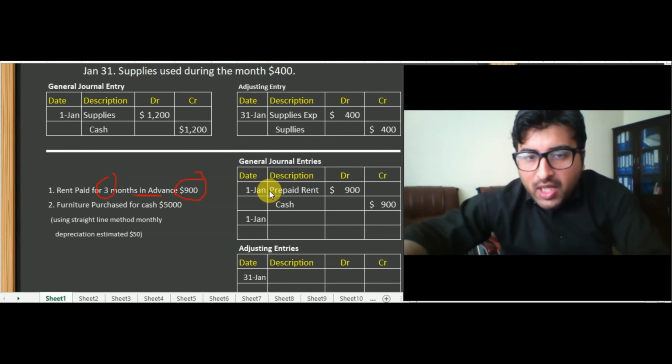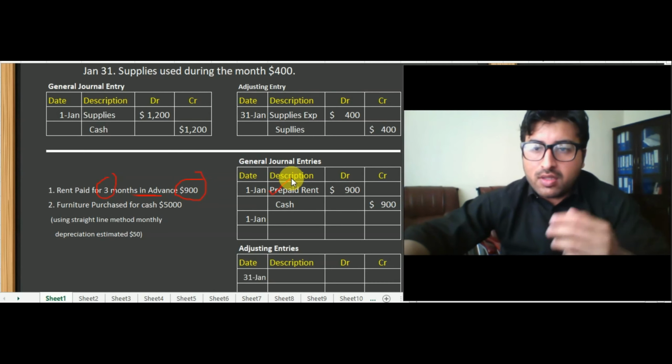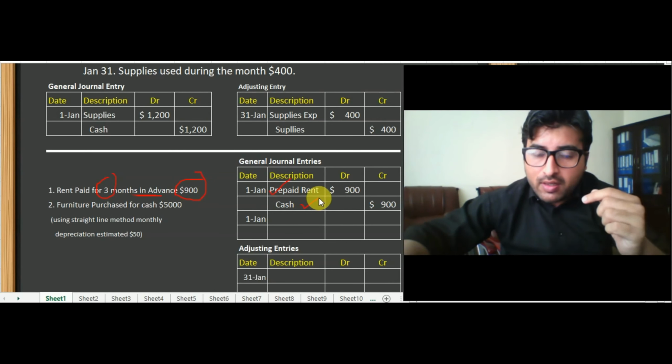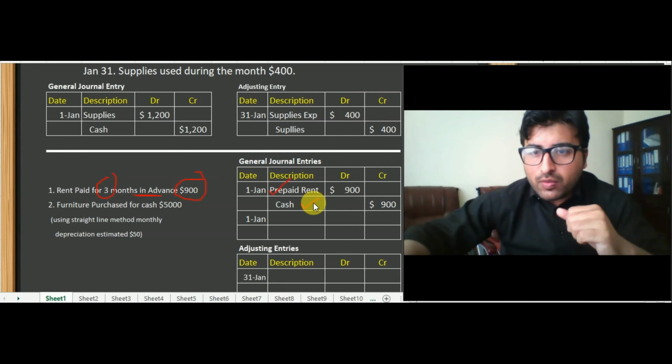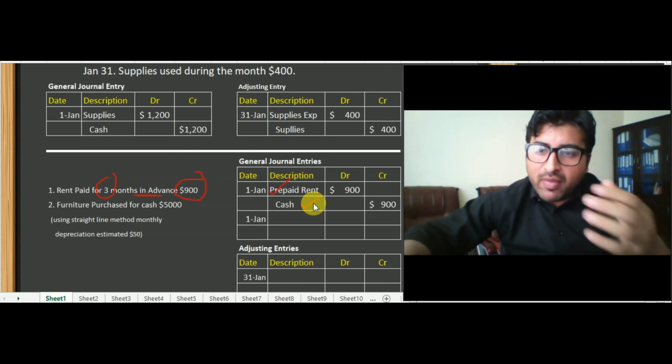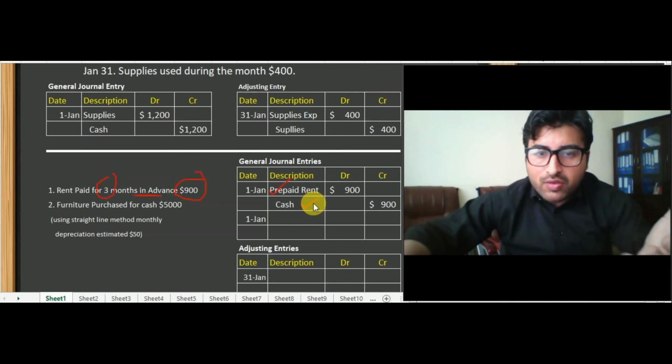Why is prepaid rent debited? Because it is a current asset and it increased, and cash is credited because an asset decreased. So keep in mind, all prepaids are current assets. And what is the definition of current assets? Anything from which a benefit is expected. So the prepaid rent is just giving us some benefit in the future.